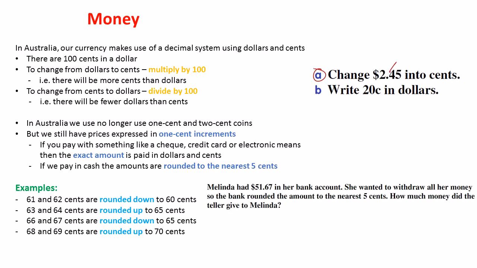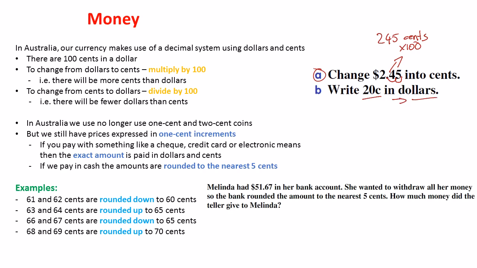I multiply that by 100. So I basically move that decimal place 2 positions. So my answer is going to be now 245 cents. To change from cents to dollars, we divide by 100. And this is what we're doing here. We're changing from cents into dollars.